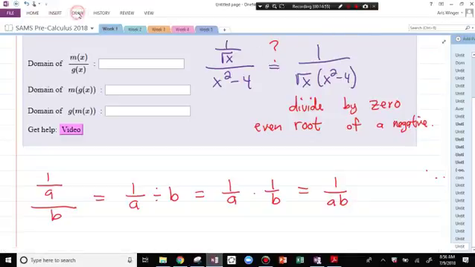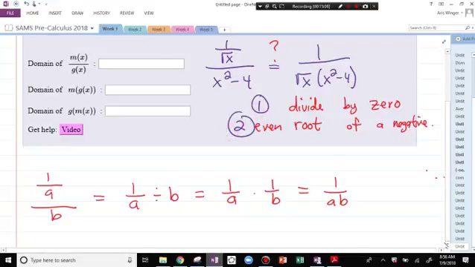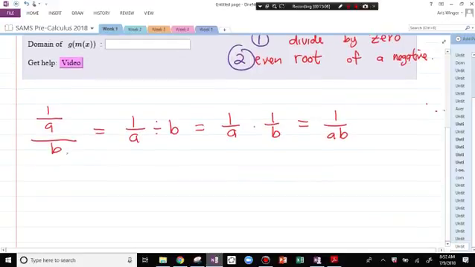So that means that we're going to set the denominator equal to 0, and we're also going to make sure that we're only taking the square root of positive things. So this means that if this is issue 1 and this is issue 2, then to handle issue 1, we just need to make sure that the square root of x times x squared minus 4 is not 0. So we find all the places where it is 0 and get rid of those places.